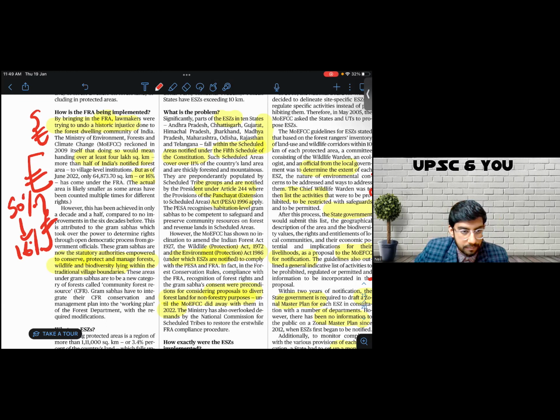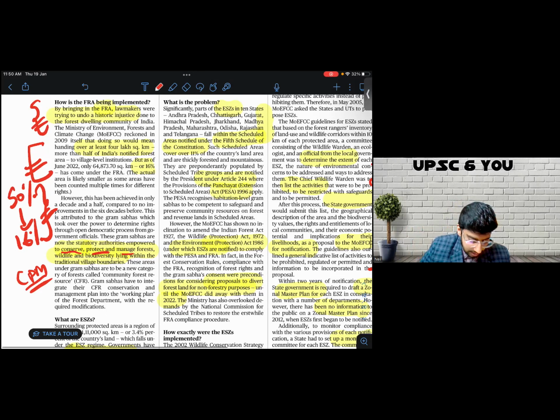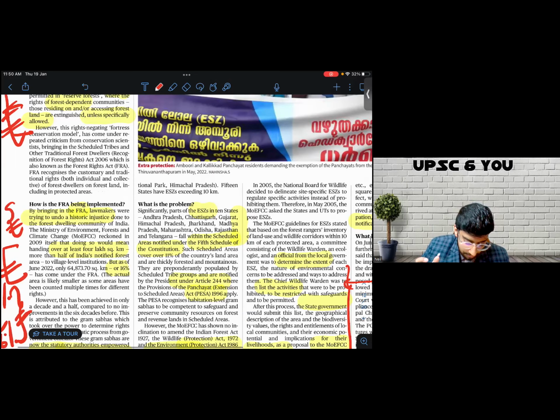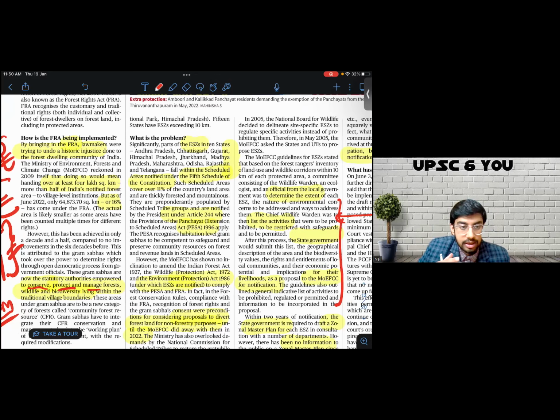Then what is the task? Task is to conserve, protect, and manage forest. CPM. We have to conserve, protect, and manage forests. Not only forest, wildlife, and biodiversity. Forest, wildlife, and biodiversity within the traditional village boundaries. Cool. So what are ESZs? There are total 341 ESZs, 29 states. The problem with ESZs is that sometimes they fall within the schedule areas notified under the Fifth Schedule. And for example, after writing this argument, just sometimes ESZs overlap with schedule areas.